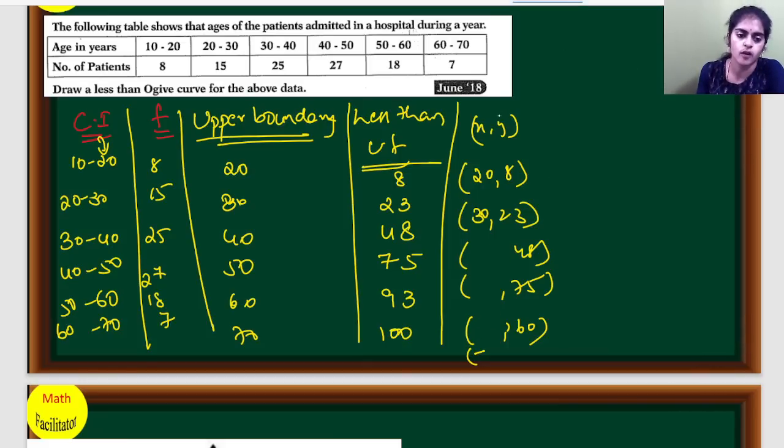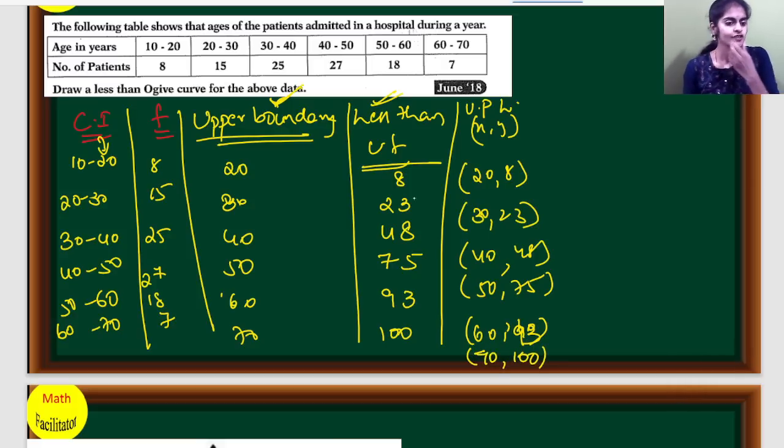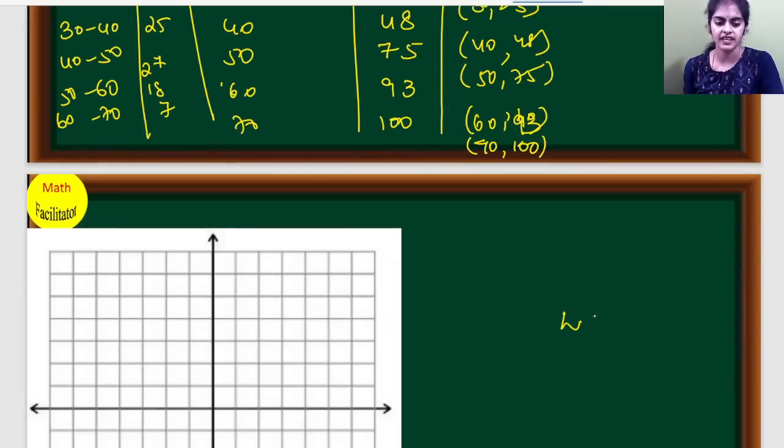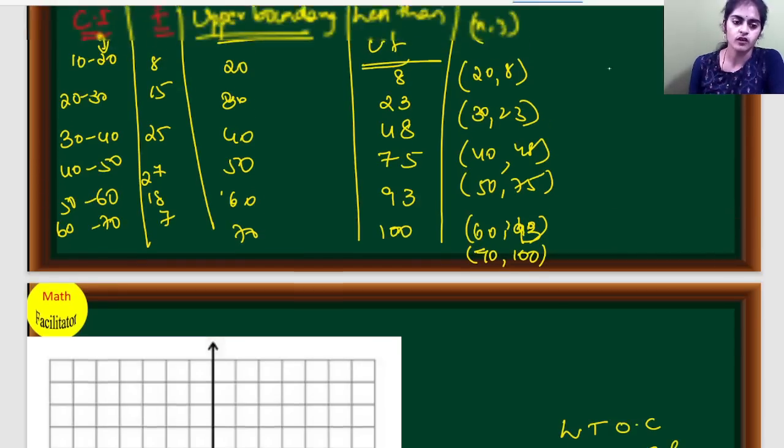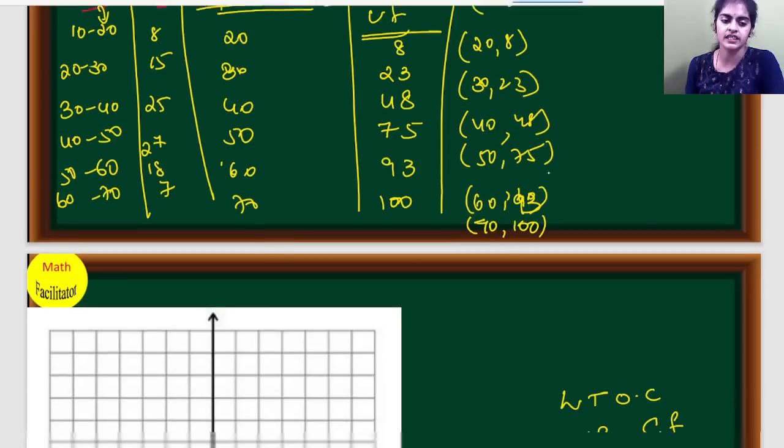The upper boundary and the less than cumulative frequency are nothing but x and y. So this is 20, 8; 30, 23; 40, 48; 50, 75; 60, 93; and 70, 100. Did you understand? For the less than ogive curve, you will take the upper boundary and the less than cumulative frequency. The upper boundary is x, this is y, so the ordered pair is x comma y. Clear?